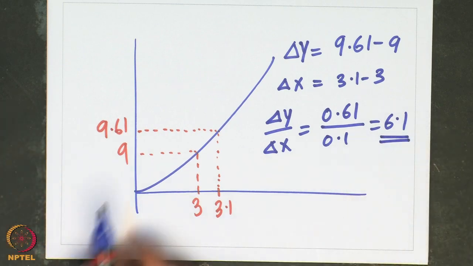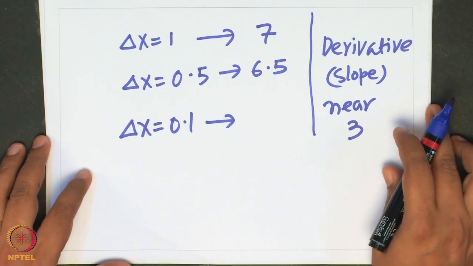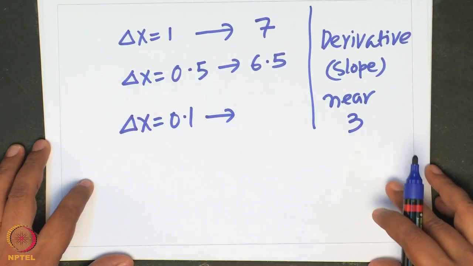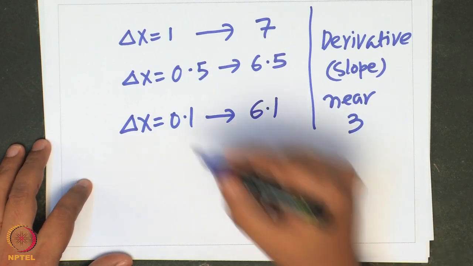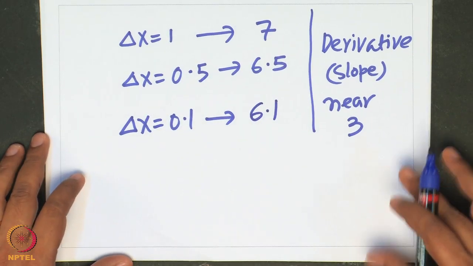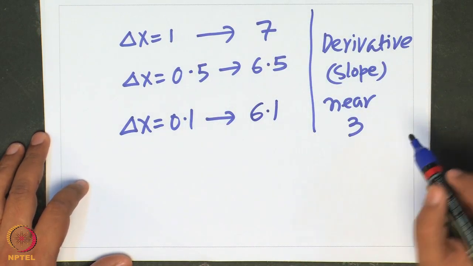So now let us come back to this. When I took the x interval as 0.1, the slope turned out to be 6.1. So as I decrease the delta x, the slope seemed to change. So what is the correct value? What is the right way of calculating the slope? If I want to calculate the slope around 3, what should be the delta x that I take?